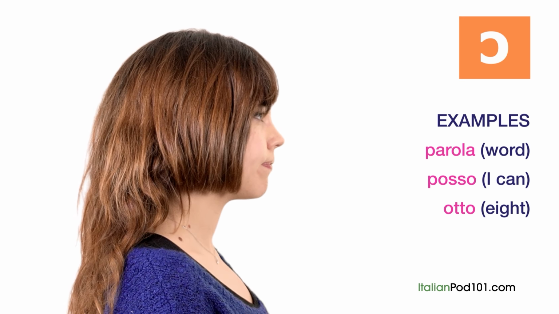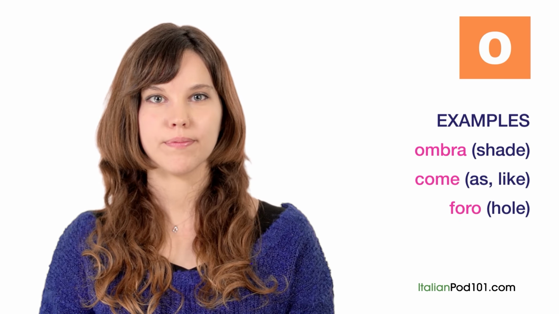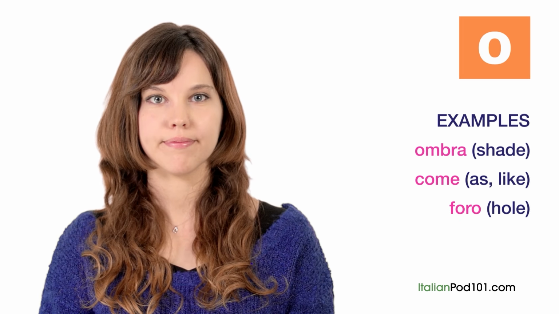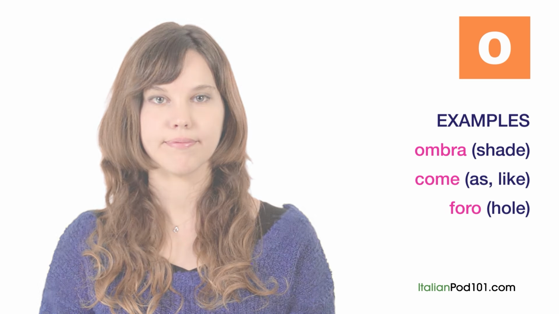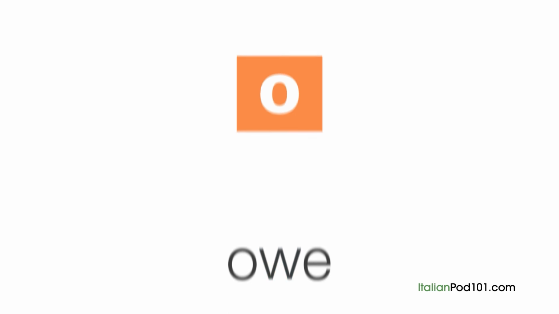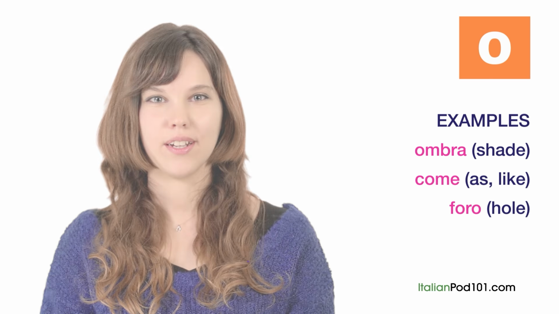The next vowel is O. Ombra, come, foro. This is like the previous sound, except your tongue is positioned a little bit higher. It's quite similar to the O sound in the word O. Just make sure not to widen your mouth too much. You only want to carry over the W sound slightly. Listen to Desiree.